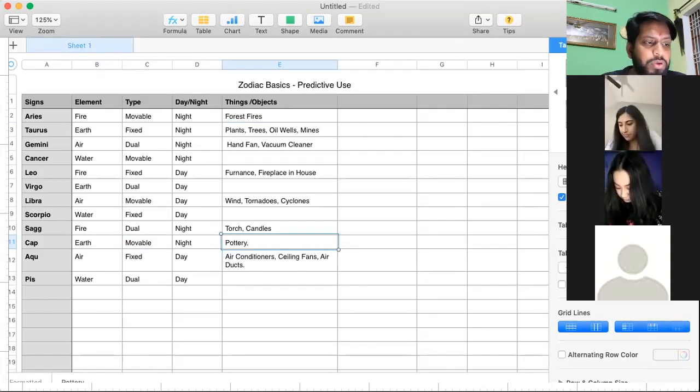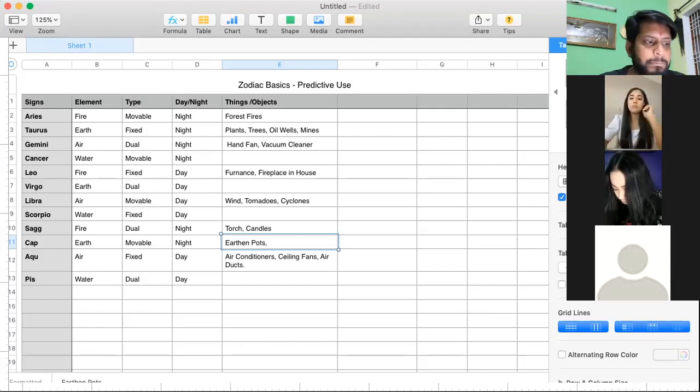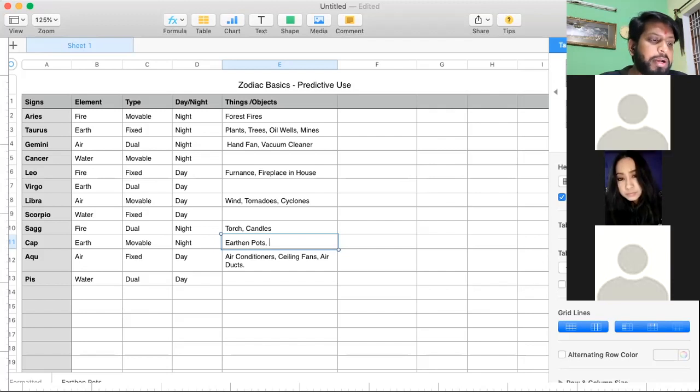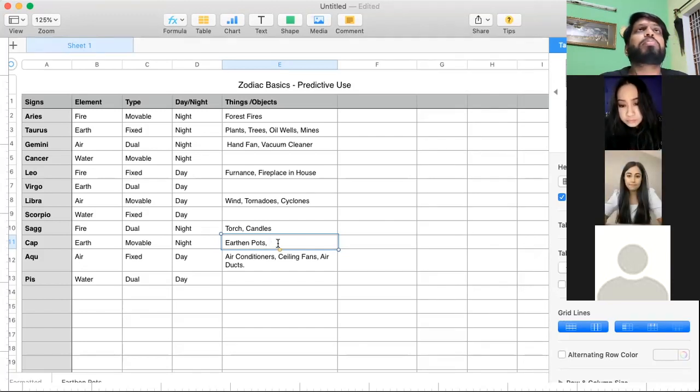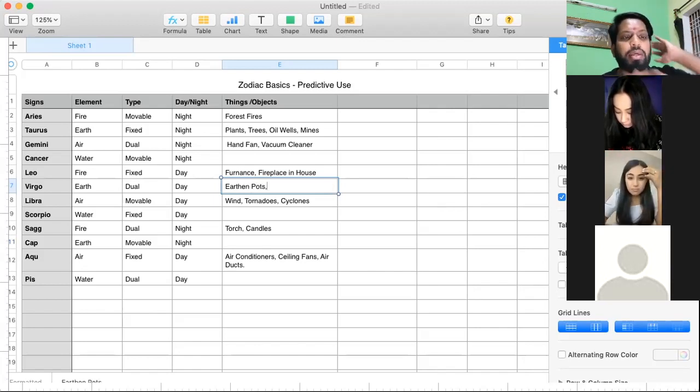Pottery, you know, the pots. Earth made into pots. Earthen pots, basically. It's earth, and you can move it. You got it? Earthen pots. And what can be other things? Sorry, we should be writing the earth in the dual sense. Earth and pots, dual sign. They can be fixed, they can be moved also.